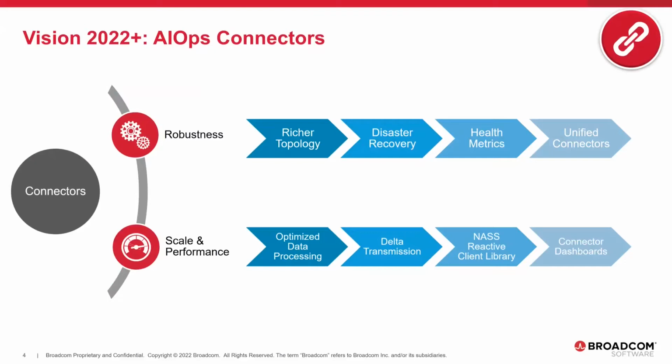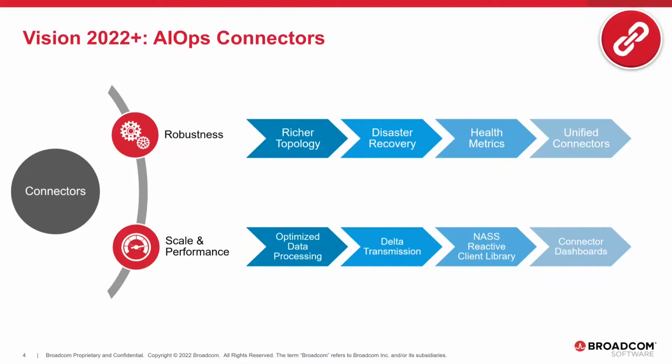On one side, we plan to work on increasing the robustness of connectors, increasing the quality of topology that we collect and pass to OI, improving the disaster recovery mechanisms, and making sure that the connectors are highly available. We are also working with the OI team to bring up health metrics on the connector so that self-monitoring is enabled and you can get visibility into what's happening on the connector front in OI dashboards, DX dashboards and such. And eventually we'll be working towards unifying both the connectors into a single point of entry.